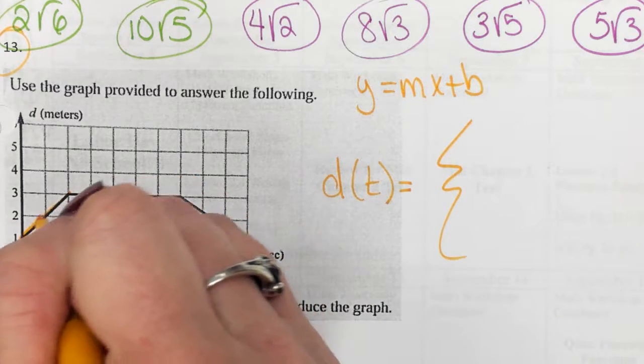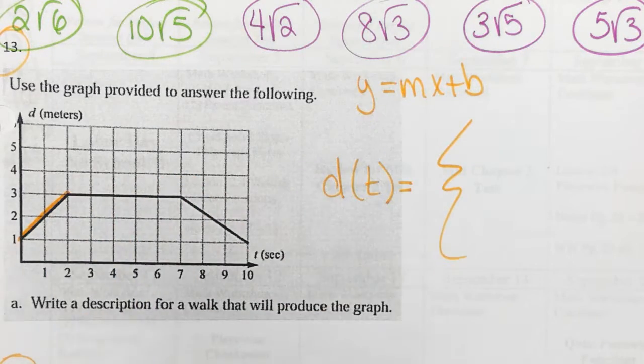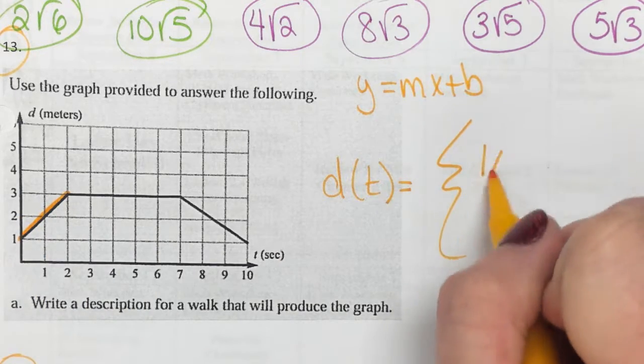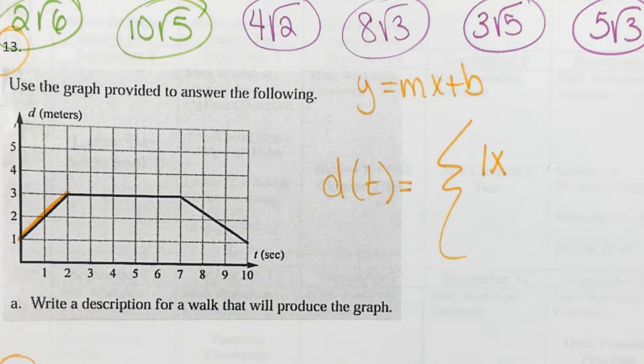It's a different equation for each one. So we have 3 different pieces. We got this one right here. So what's the slope? Up one, right one. Up 1, right 1. So what's that mean? 1. And what's your y-intercept?